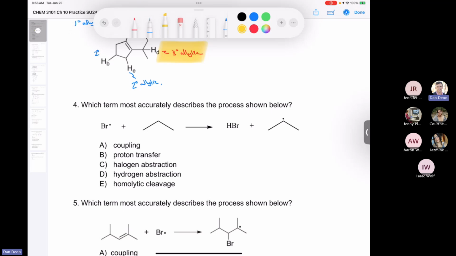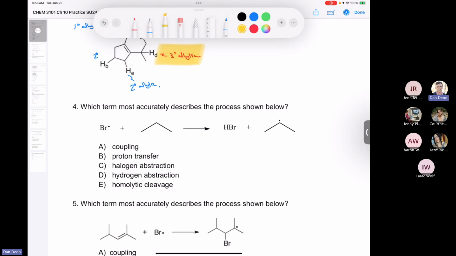Okay, so you can see that we're taking this bromine radical. It's reacting with propane. We end up with HBr and a propane radical. So you can see what's going on here is if you draw the carbon-hydrogen bond in here, we're removing the hydrogen. Not my best arrow. We're removing the hydrogen here and forming the carbon radical. And so we'd call this a hydrogen abstraction, right? Because we're abstracting the hydrogen from the propane molecule to form this secondary radical.